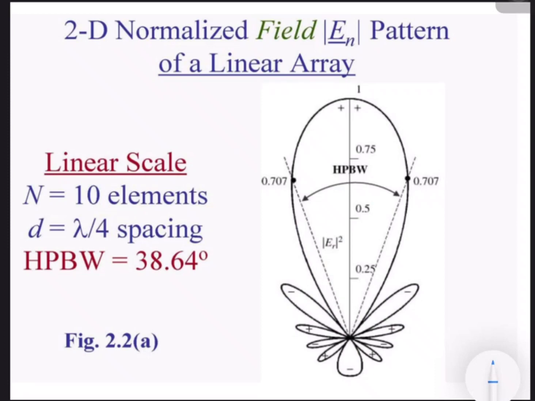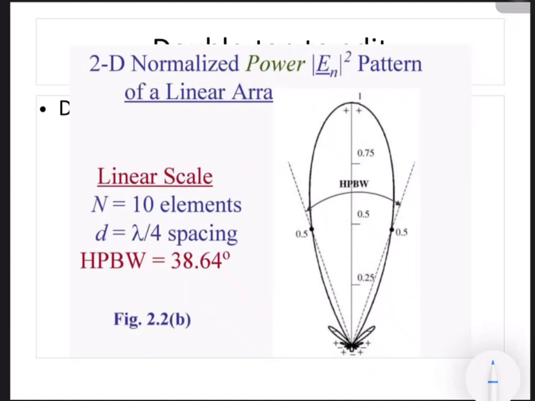And this is what we call the normalized field pattern. Normalized field pattern means that we will be representing in terms of modulus. So in linear scale, suppose I take an example where there are 10 antennas placed at a distance of lambda by 4 each, then the half power beam width would be 38.64 degrees. In the same way, if I want to obtain it in linear scale also, then the final value will be 38.64 degrees only.